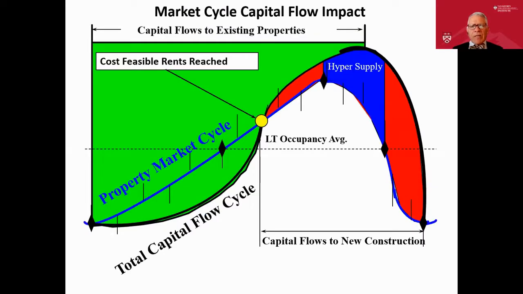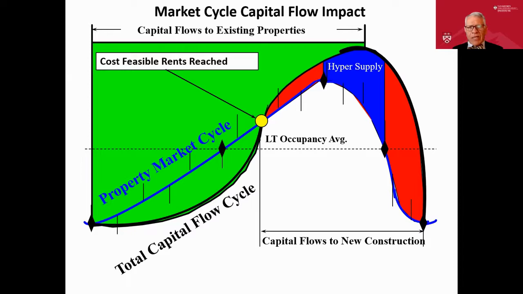And the capital flow cycle in black here, you see it's at a low flat number at the bottom. It picks up, goes to its highest rate of growth as it goes through that cost feasible rent level at 0.8, peaks out in the hyper supply and drops off quickly. But we have two types of capital flowing to real estate.